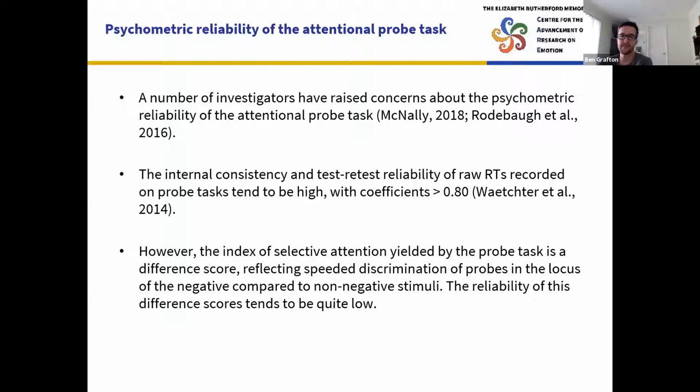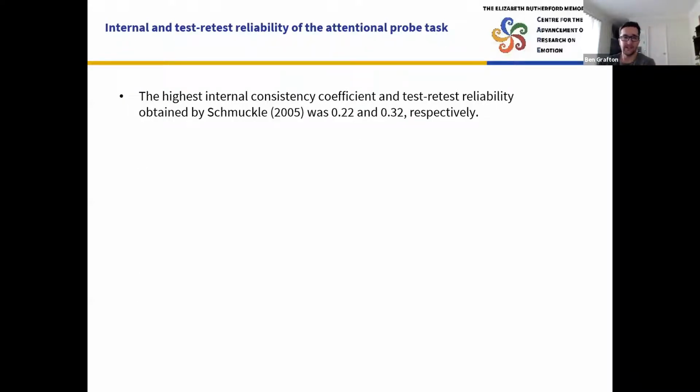But the index of attentional bias that's computed from those raw RTs tends to have low reliability. I don't fully understand the maths behind it, but I've seen it argued that if the components of a difference score are highly correlated, which is the case with the raw RTs that you get in probe tasks, then it will necessarily be the case that the reliability of the difference score that you compute will be low. And when you actually look at the studies that have done this, they've shown that it has pretty poor reliability.